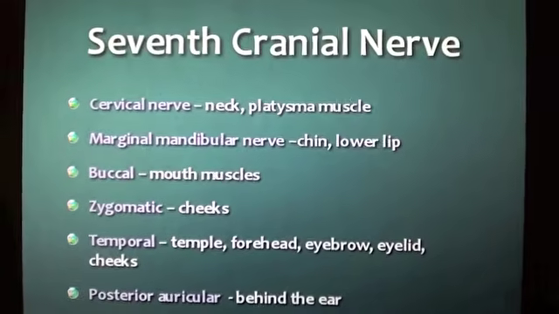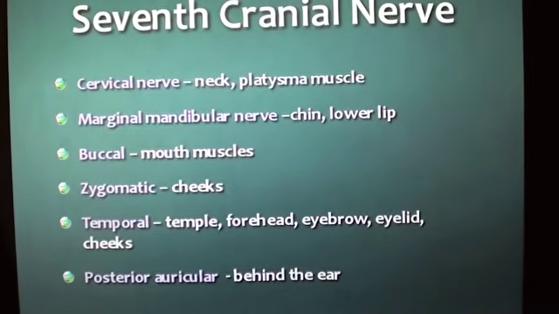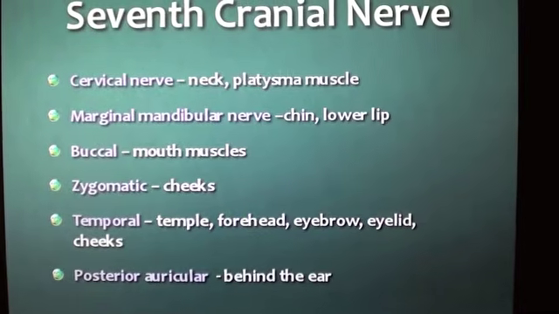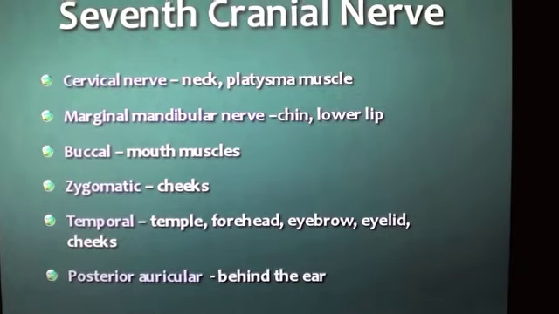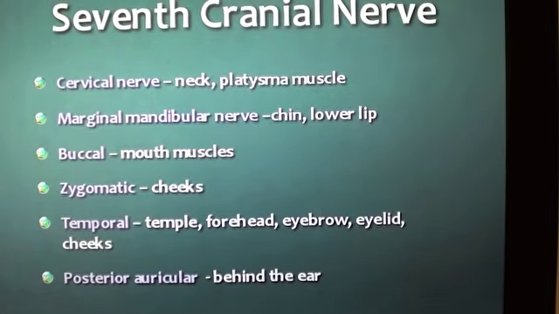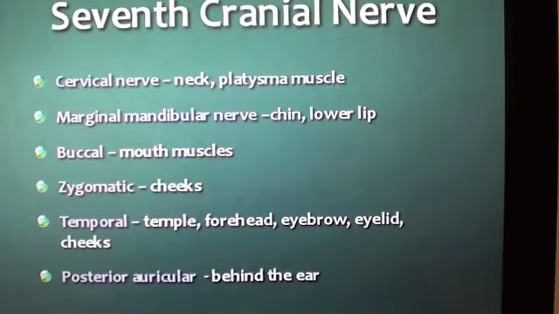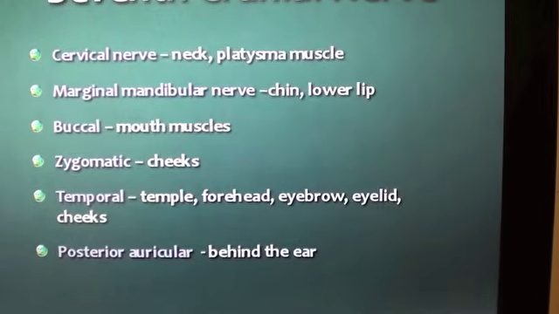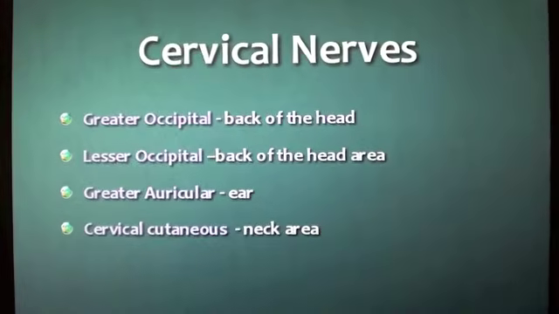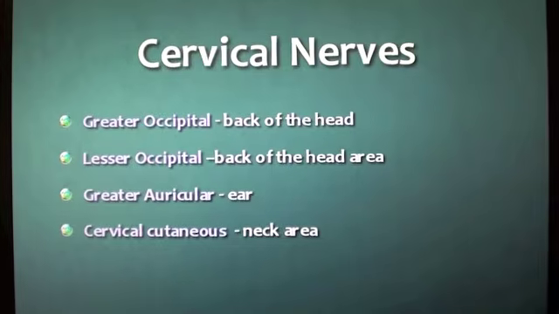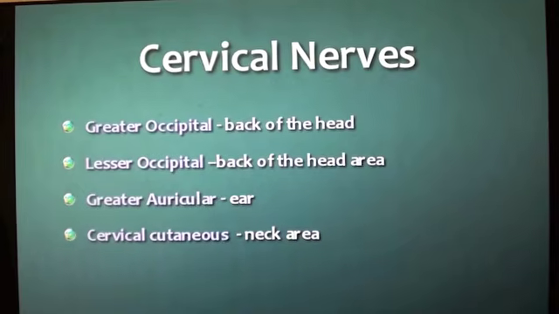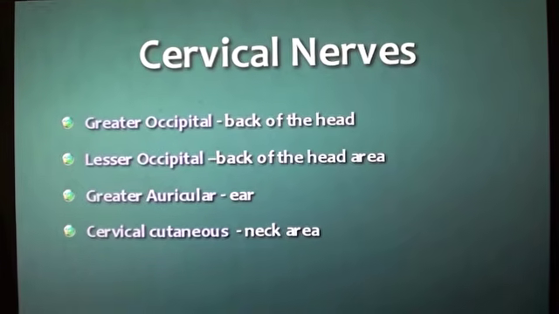Seventh cranial nerve, cervical nerve, supplies nerves to neck, platysma muscle, marginal mandible nerve to the chin, lower lip, buccal to mouth muscles, zygomatic to cheeks, temporal to temple, forehead, eyebrows, eyelid, and cheeks, posterior auricular behind the ear. Cervical nerves, greater occipital and lesser occipital, supply nerves to the back of the head. Greater auricular, ear. Cervical cutaneous, neck area.